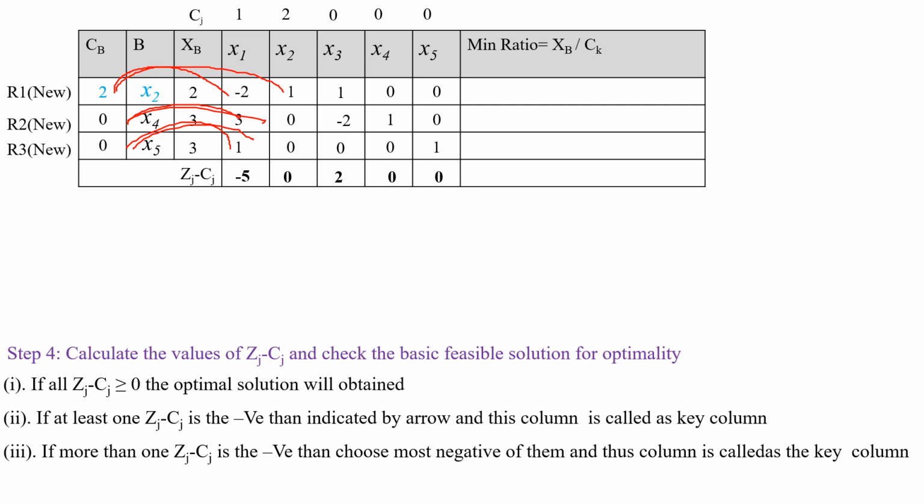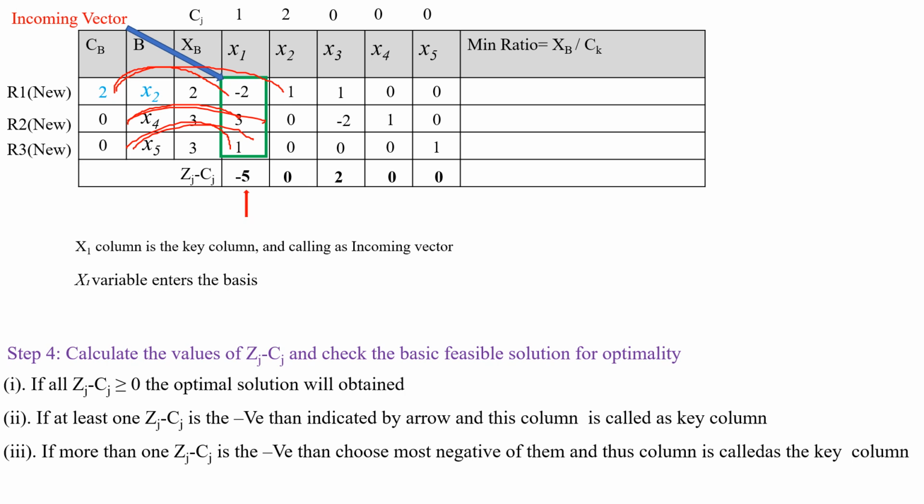Here the negative value is minus 5 for the x1 column. So the x1 column we are calling the key column, and it is called the incoming vector. And the x1 variable enters into the basis.